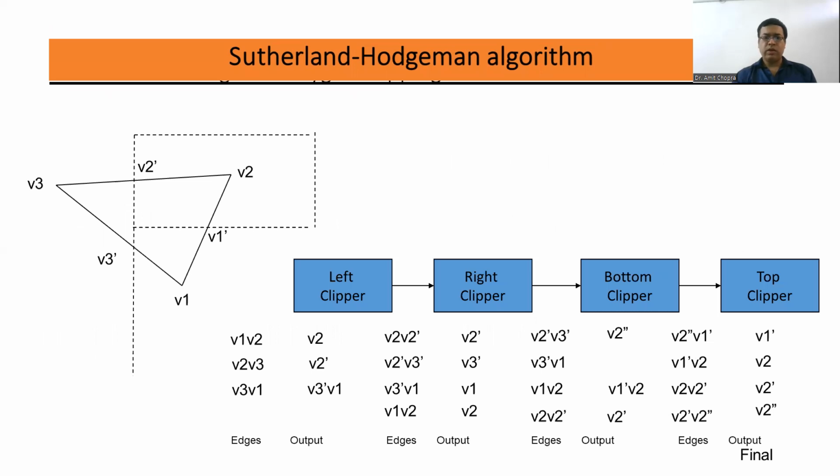Now start from the left side, use the left clipper, then the right clipper, then the bottom clipper and the top clipper. Now we can have different lists of vertices like V1, V2, V2, V3, V3, V1, then V2, V2 dash, V3 dash, V1, then V2, V2 dash, V2 dash, V3 dash, V3 dash, V1, V1, V2, then V2 dash, V3 dash, V1, V2, and after that V2 dash, V3 dash, V3 dash, V1, V1, V2, V2, V2 dash. So these are the edges, and after that we will extract the vertices from them.